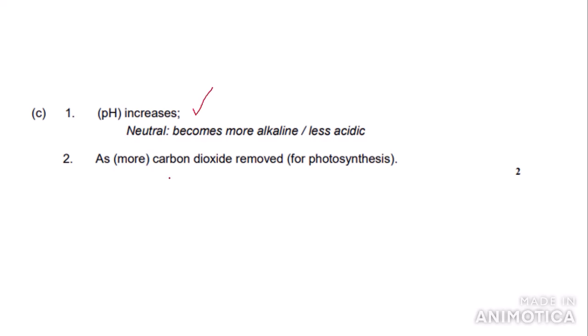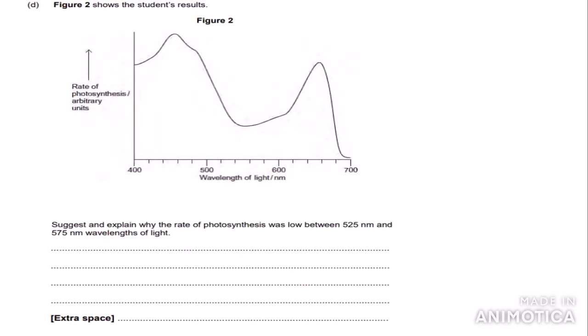Neutral becomes more alkaline or less acidic, so the examiner doesn't really want you to write that, it wants you to clearly refer to the pH. And the second marking point says as more carbon dioxide is removed for photosynthesis. So you don't actually need to write for photosynthesis or more to get the second mark as they are in brackets. So we would get both marks for this question.